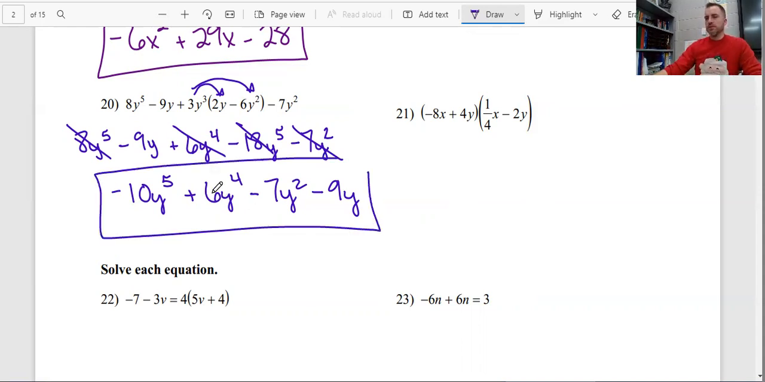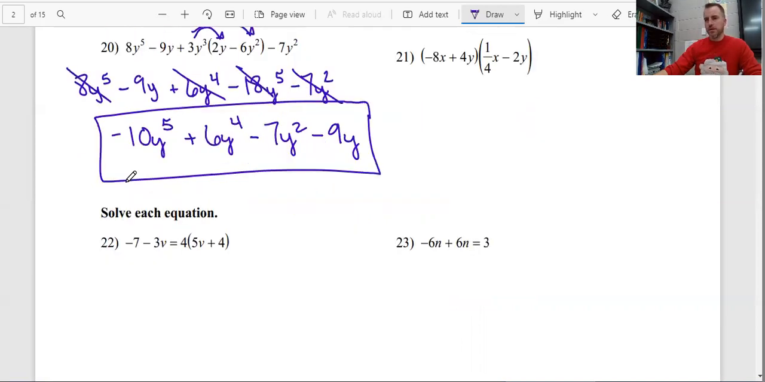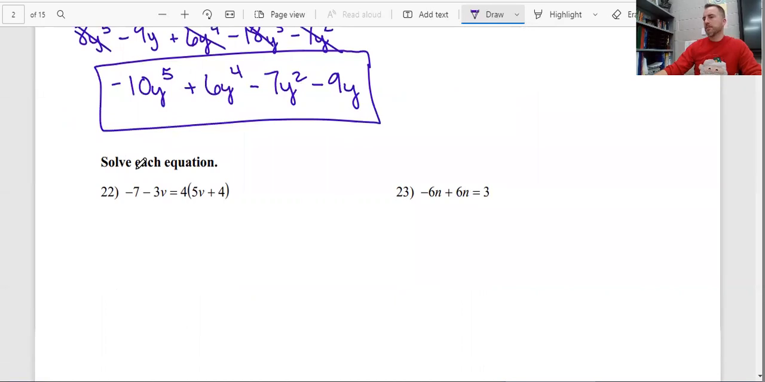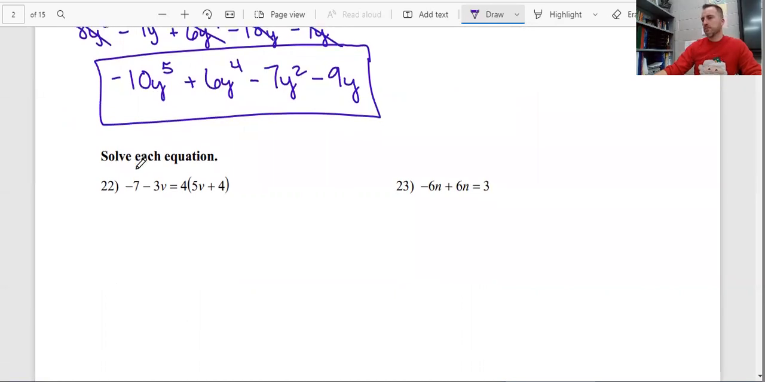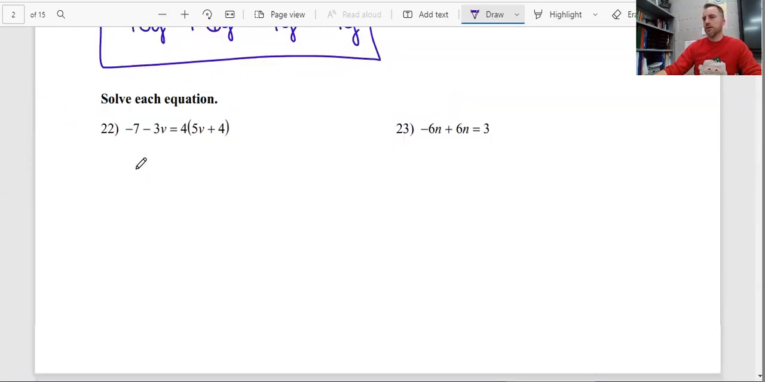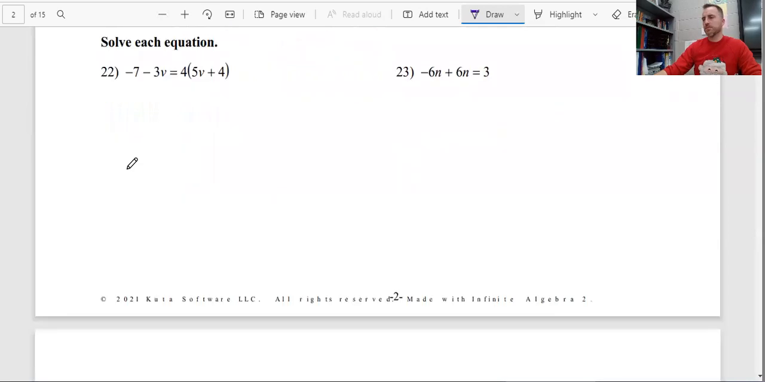So let's move on to the solving world. So all that has been simplifying. So let's solve a couple equations. This means we want to know what the value of the variable should be to make this a true statement. That's what it means for something to be a solution.